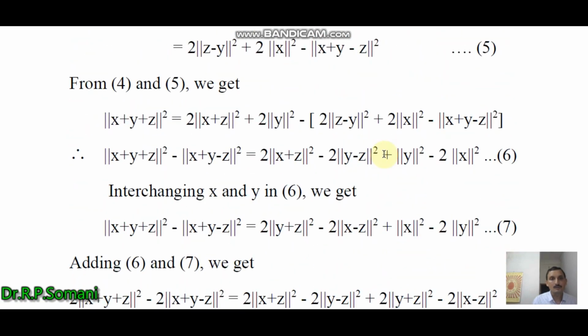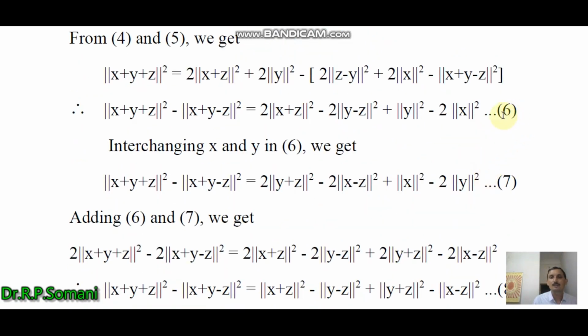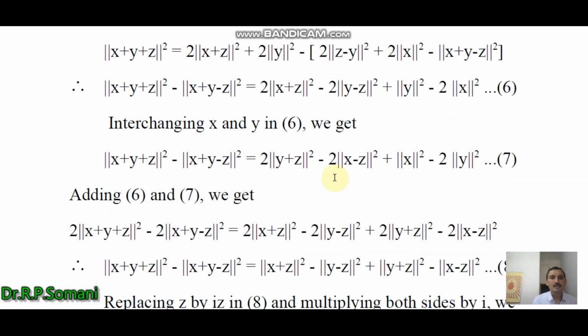So from 4 and 5 we obtained this as norm of x plus y plus z square minus norm of x plus y minus z square equal to twice norm x plus z square minus twice norm y minus z square plus norm y square minus twice norm x square, and this we denote as equation number 6. And interchanging x and y in 6, we obtained this, and this we denote as equation 7.